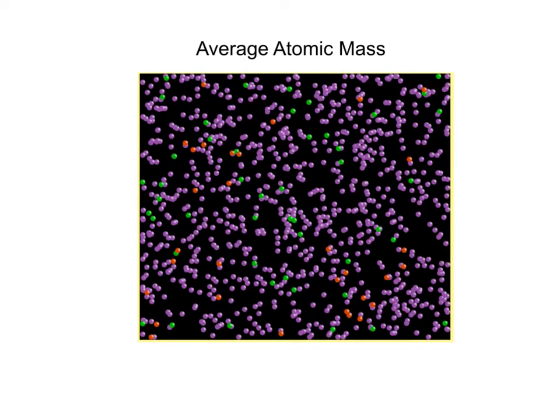Hey gang, this screencast is a follow-up to Activity 3, where we looked at how we determine the average atomic mass for a given element and its naturally occurring isotopes.